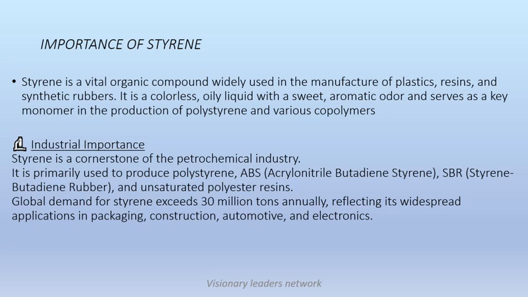Industrial importance of styrene. Styrene is a cornerstone of the petrochemical industry. It is primarily used to produce polystyrene, acrylonitrile butadiene styrene, styrene butadiene rubber, and unsaturated polyester resin. Global demand for styrene exceeds 30 million tons annually, reflecting its widespread application in packaging, construction, automotive, and electronics. The global styrene market is expected to continue growing in the coming years, driven by increasing demand from emerging markets.